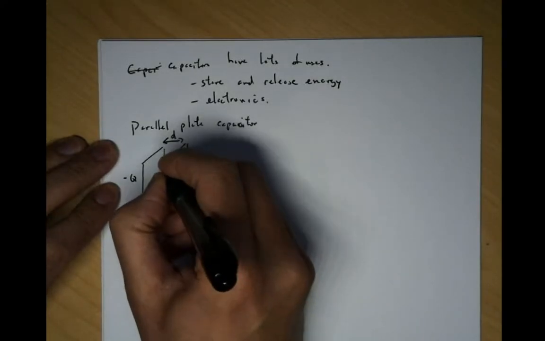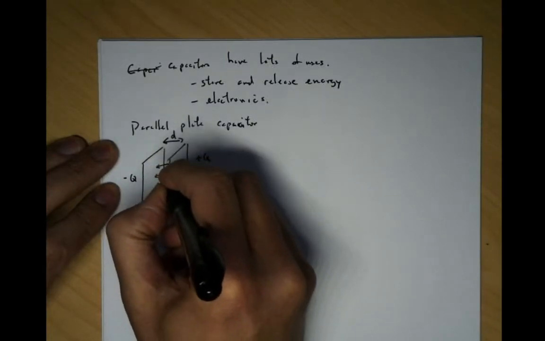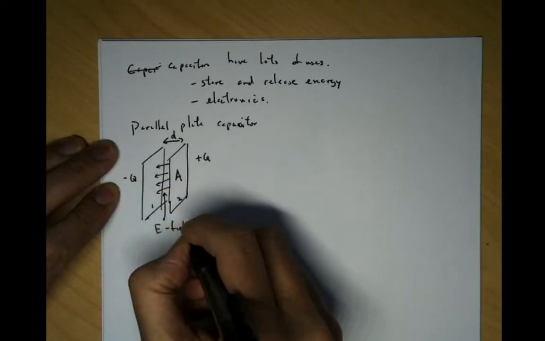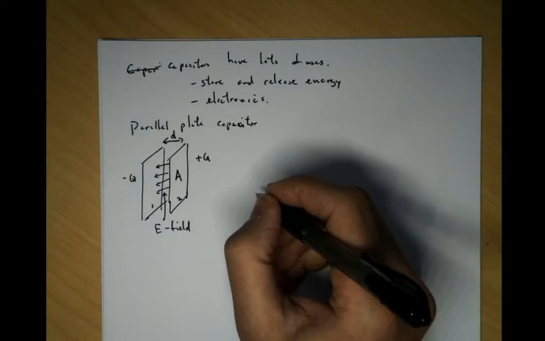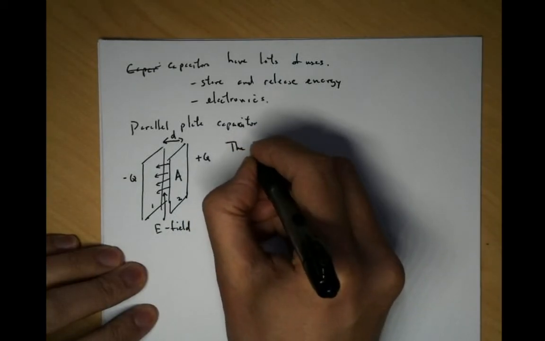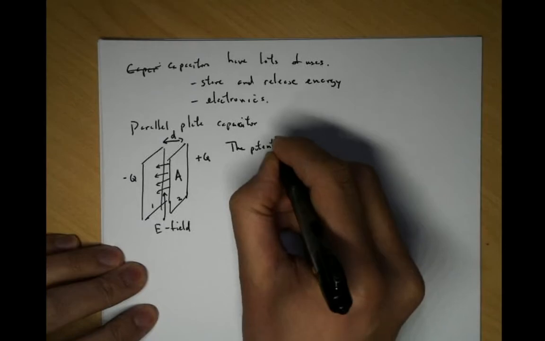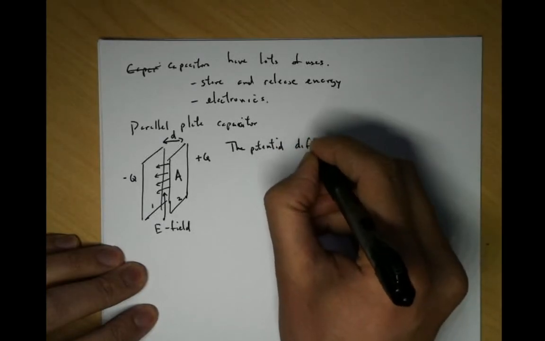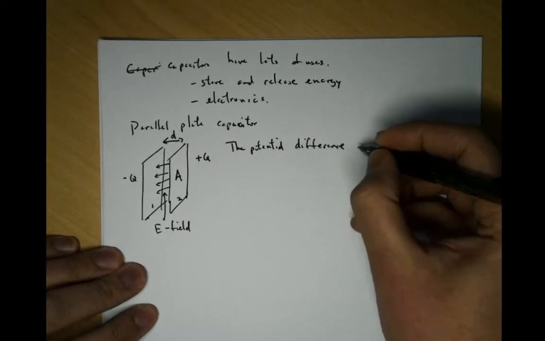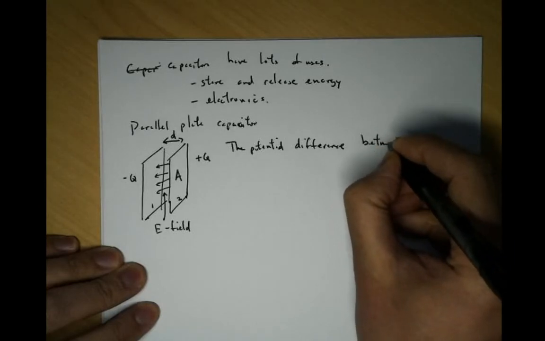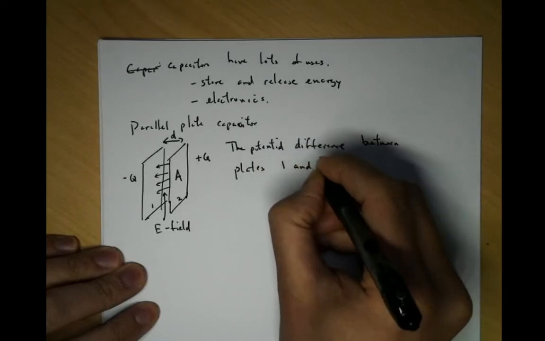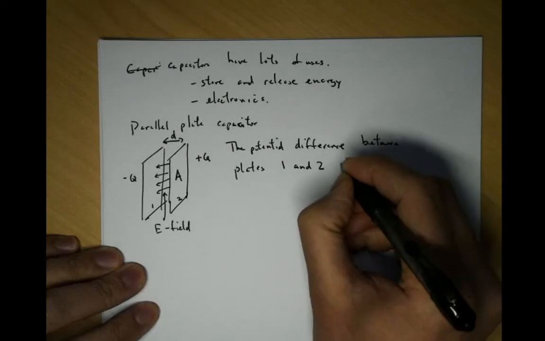And because of the plus charge on this side, the electric field looks like this. It just goes in this direction. All right, so this is the E field. Right. Now, let's get to what the potential difference is. The potential difference between plates 1 and 2, okay, so what is that?